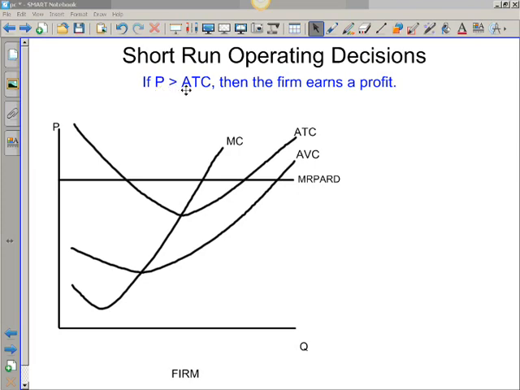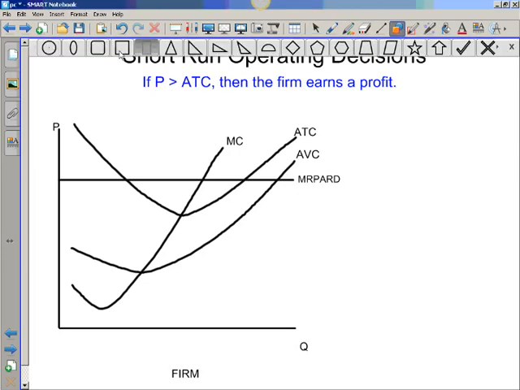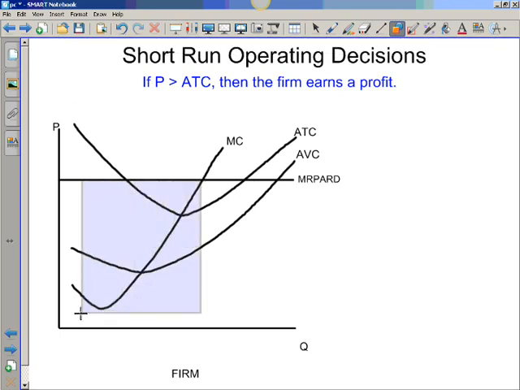If the price is greater than the average total cost, then the firm earns a profit. And the firm earns a profit because when the price is greater than average total cost, then the total revenue is greater than the total cost. Remember that total revenue is equal to price times quantity. So here is the price, and here is the quantity that's being sold. So right away we can draw this, and this shaded box represents our total revenue. Again, the price times the quantity.